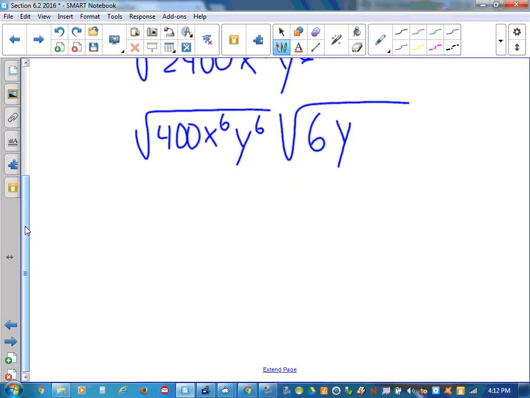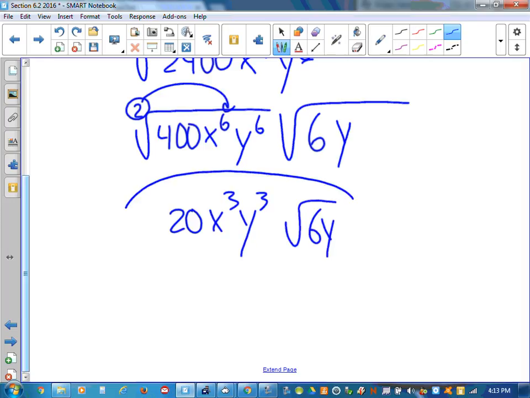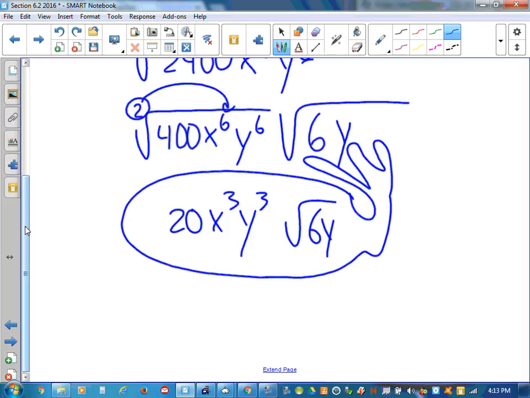The square root of 400, I just talked about that. If I gave you 20 $20 bills, you could count it up. So 400 would be 20. And then we're cutting these exponents in half, right? Because you take the index right here and you divide it into the exponent. So it's x to the third and y to the third, square root 6y. So the answer is 20x to the third, y to the third, square root of 6y.